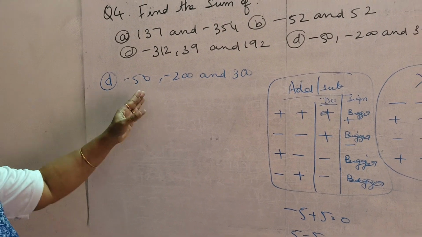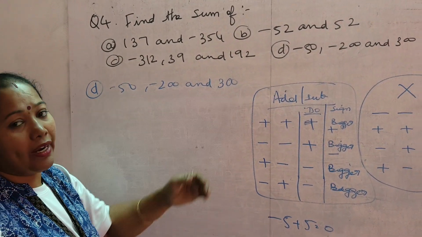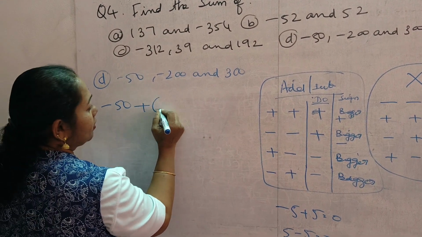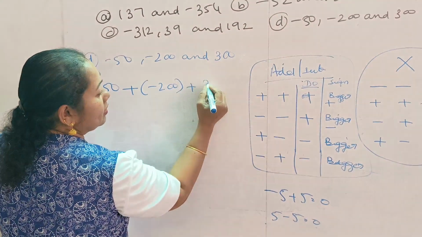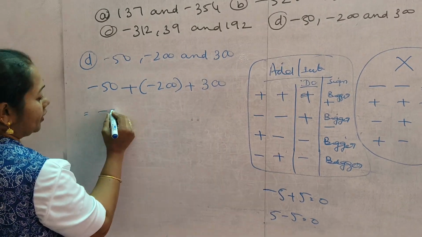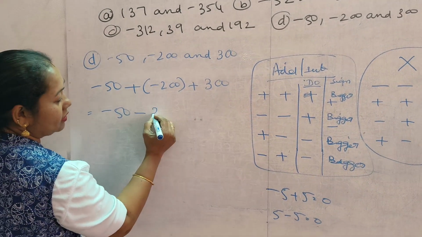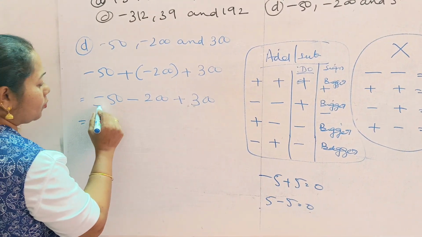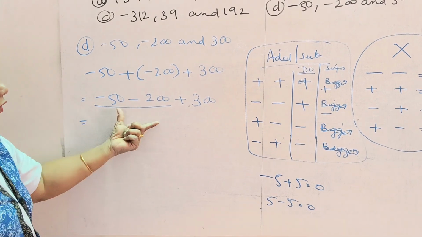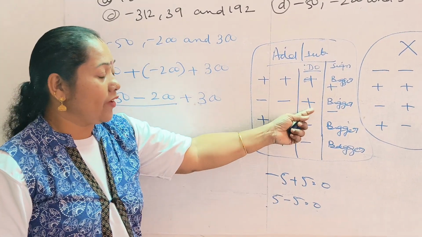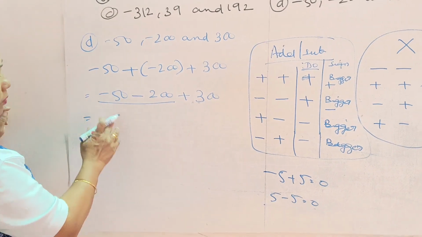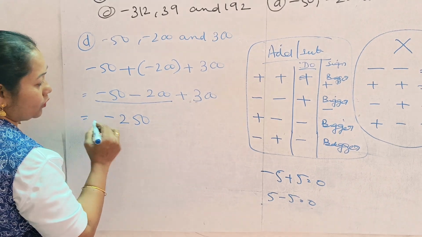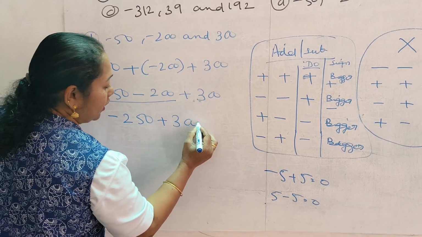Now the next question is minus 50, minus 200 and 300. So first we have to do minus 50 plus minus 200 plus 300. First both the numbers are of minus sign, so we have to do addition. Because both are minus, we add and keep the bigger number's sign. So minus 50 and minus 200, if you add both the numbers, is minus 250, plus 300.